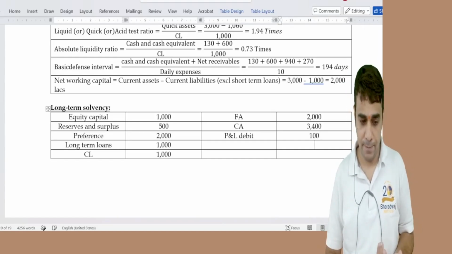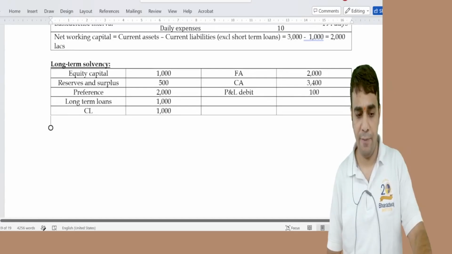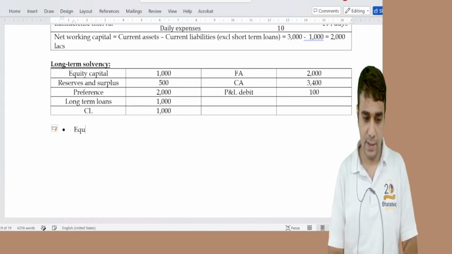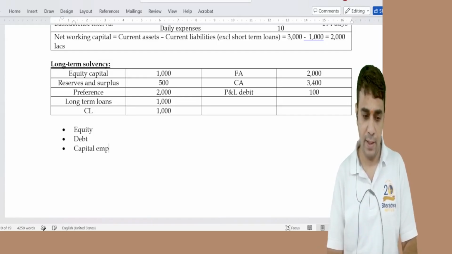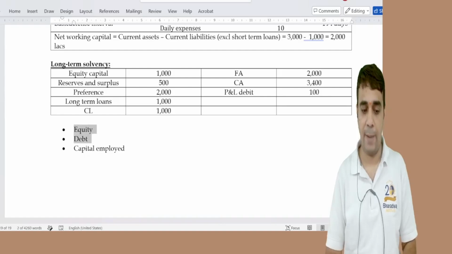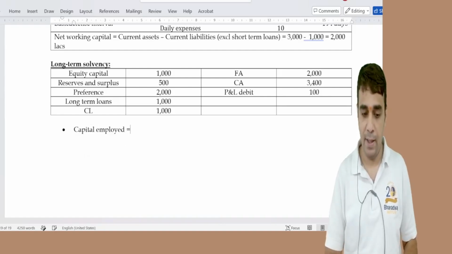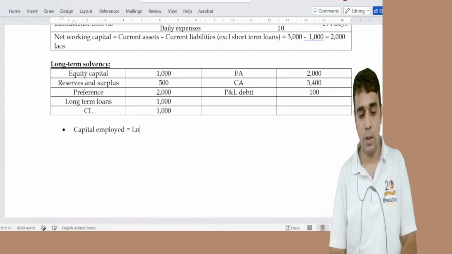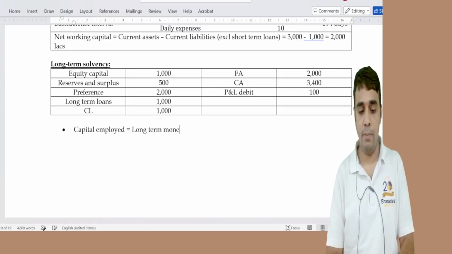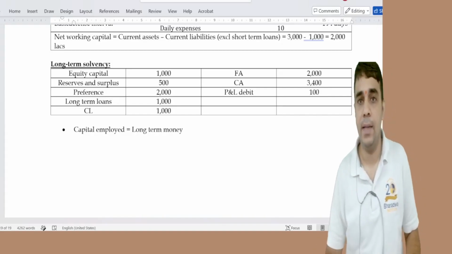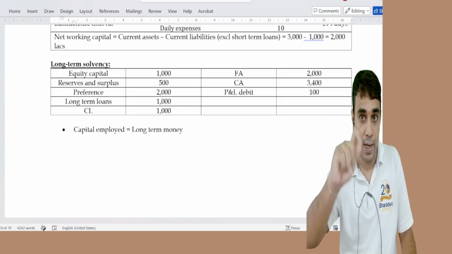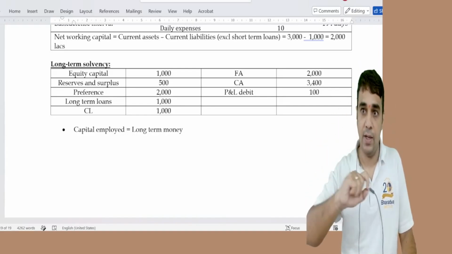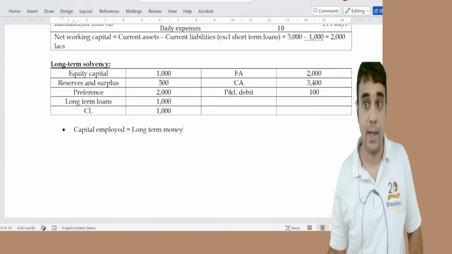Before we start, we need to define a few things. There's a term called equity, a term called debt, and a term called capital employed. In fact, first, capital employed. What is capital employed? It is long term money in the business. What is capital? In the cost of capital chapter, we calculated cost of debt, cost of equity, cost of retained earnings, cost of preference; all that is part of capital.